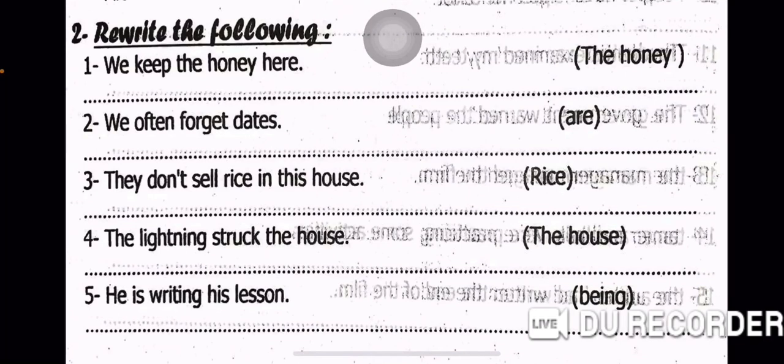Now let's start with number 1. We keep the honey here. He wants to start with the honey. Number two, we often forget dates. He wants to put our. Number three, they don't sell rice in this house. He wants to begin with rice. Number four, the lightning struck the house. He wants to begin with the house. Number five, he is writing his lesson. He wants to put being.